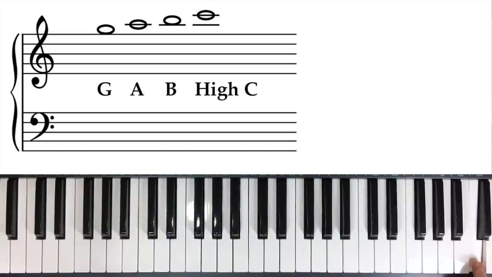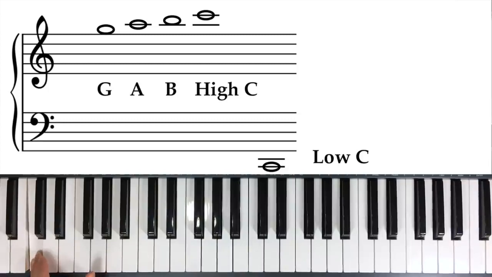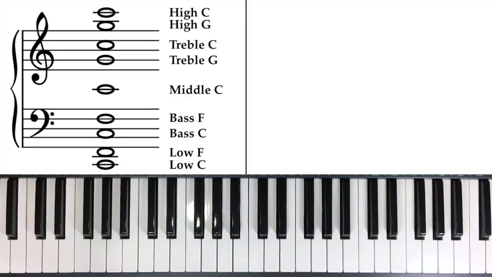Can you guess what low C is going to look like? Well, it's always going to be like a mirror, right? It's always going to be an inverse. So two lines out is high C, two lines out is low C. So two lines below the bass clef. So there we have it. We have our nine landmarks.